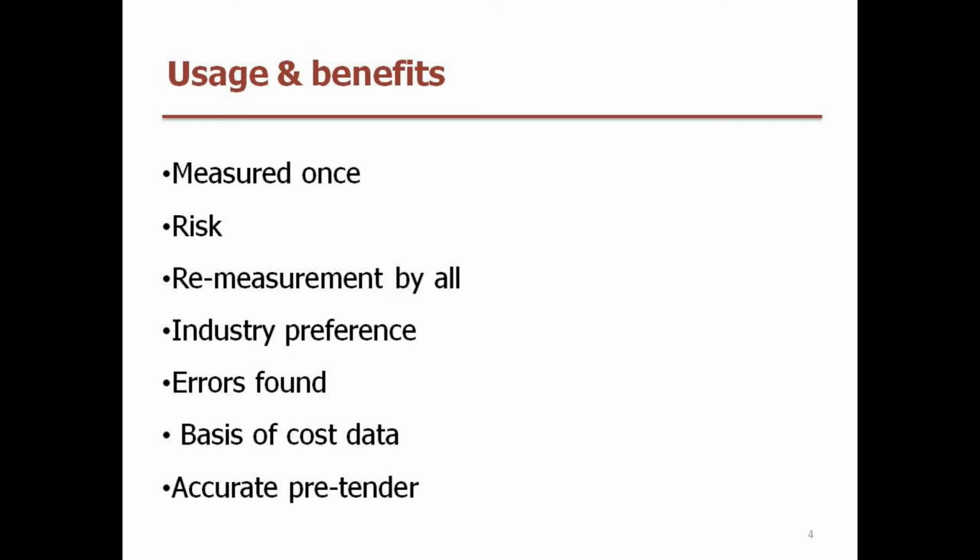There are many benefits of using a bills of quantities, and I've just summarised them here. The fact that it's measured once, it's measured by one person, and that's actually distributed to a number of different builders. The risk associated with interpretation of what's meant, the reading through the specification and the drawings. It's a consistent task which is done again by one person, and there's continuity on how the building is measured.